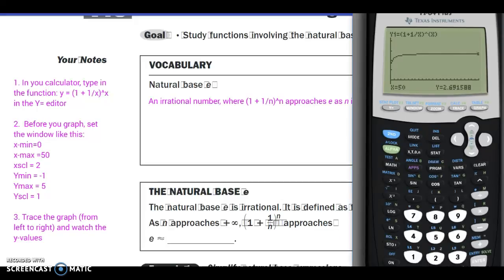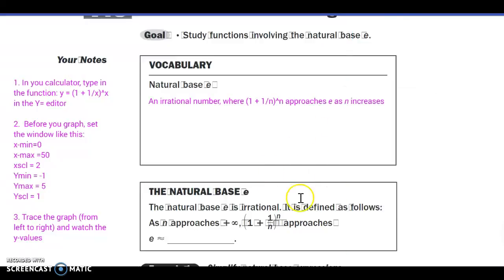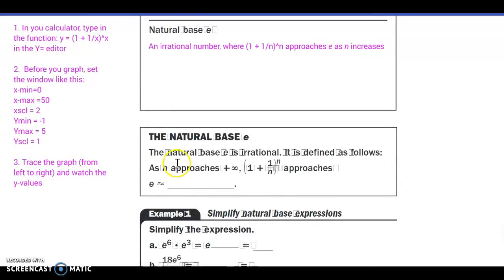So from what we looked at on the calculator, e must be a number that's somewhere around 2.69. Just like pi is a number around 3.14. It's not exactly 3.1, but it's around there. So we're going to learn a little bit more about it here. It says, if we look at the next box, the natural base e is irrational, like pi, never repeats, never terminates. It is defined as this function, as n approaches positive infinity, approaches e.